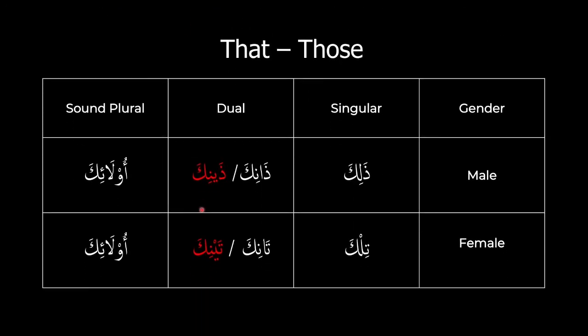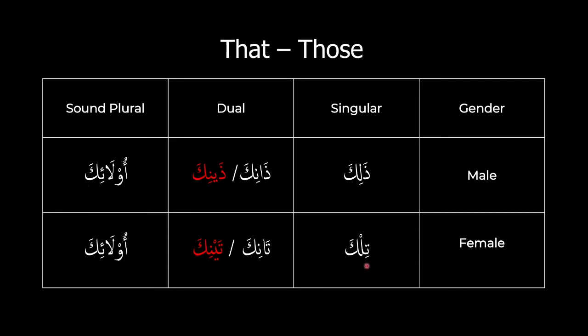Now let's look at pointing words you would use if you want to point to an object that is far from you. We have dhalika, which we would use if you're pointing to something that's male and singular. And then we have dhanika, which you would use if you're pointing to something that is masculine and dual. And then you have dhainika, which is the nasab and jar version. And then you have ulaika if you want to point to something that's male and plural.